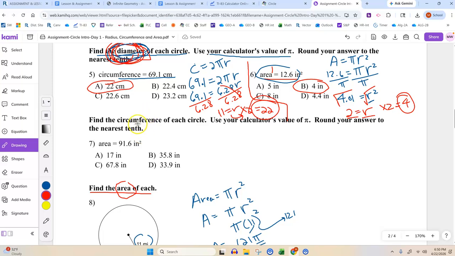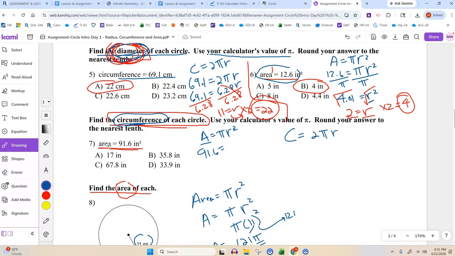Okay? So now let's try this one over here. Find the circumference of each circle. Oh, this is tricky because we're finding the circumference, but we're given the area. How do we do that? Well, to get the area, remember, we need area equals pi r squared. Well, we have the circumference. Circumference equals 2 pi r. Okay, what do we have? Sorry, we want the circumference, but we have the area.